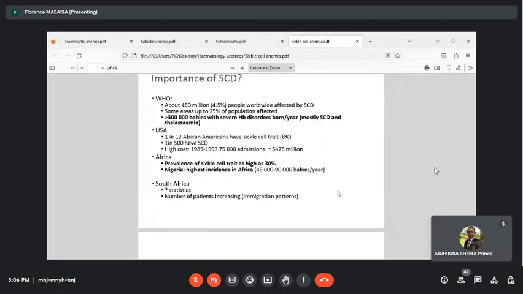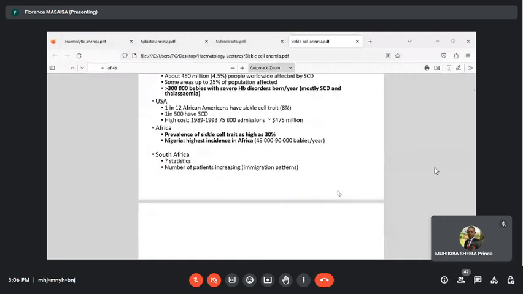In Africa, the prevalence may even rise to 30% of sickle cell traits, with Nigeria having the highest incidence in Africa, where they can have 45,000 to 90,000 babies per year with sickle cell. In South Africa, it's somehow higher, but also because they have immigrants across the country.